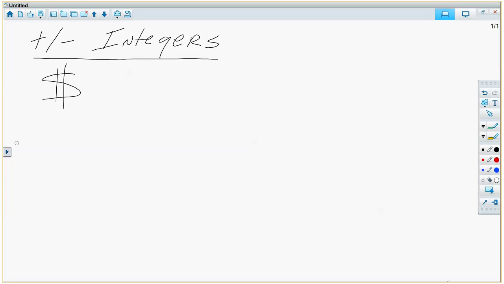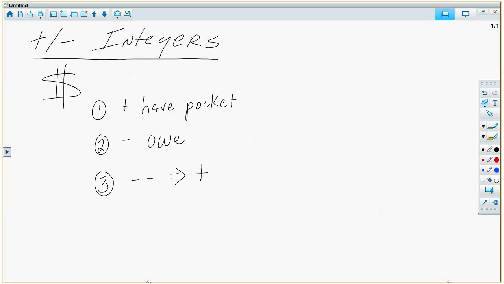Money. That's all you got to remember. There's only 3 rules that you got to remember. Ready? 1. When you have a positive, that means you have it in your pocket. When you see a negative, that means what? You owe that money. And when you see 2 negatives together, 2 negatives right beside each other make what? A positive. All you got to remember. I don't care what sentence you give me, those 3 rules will apply.